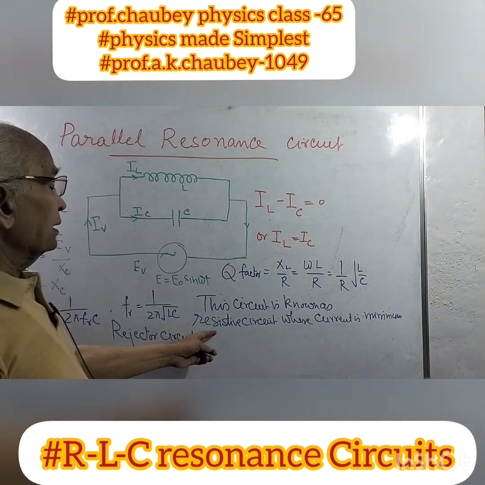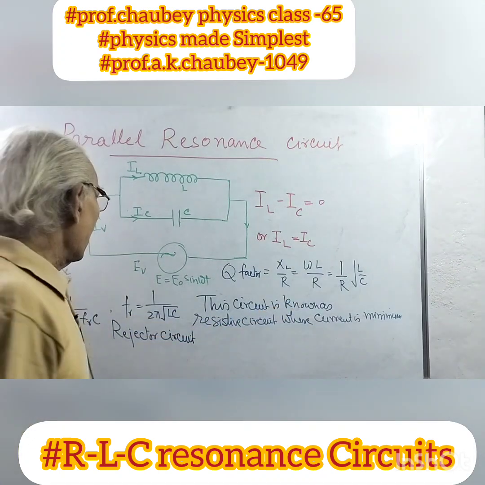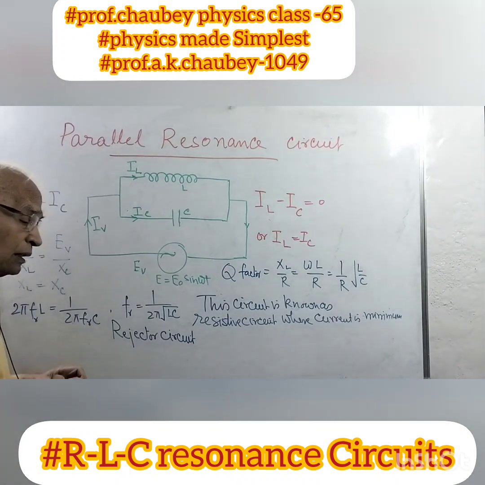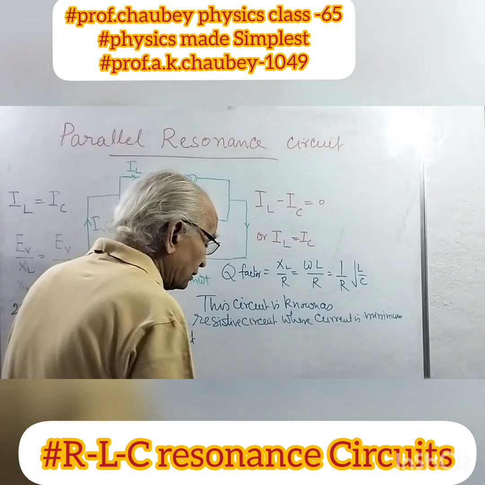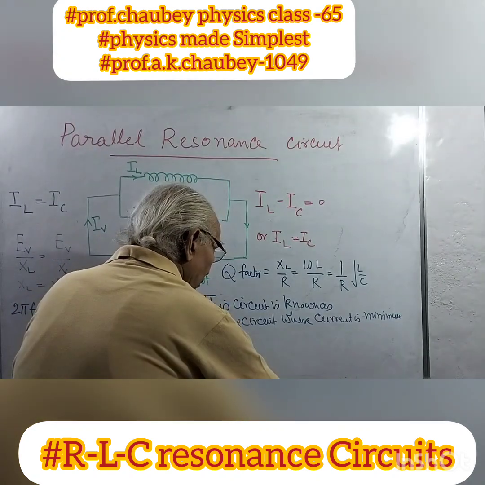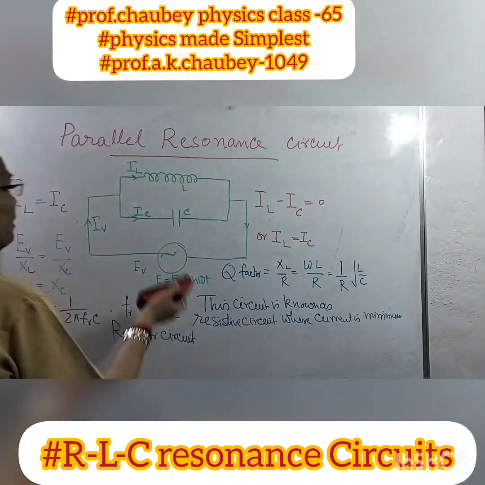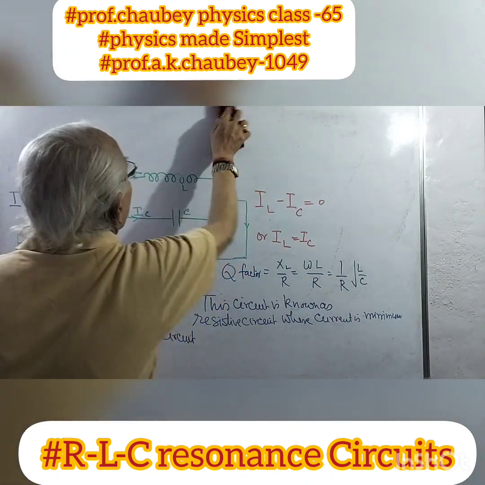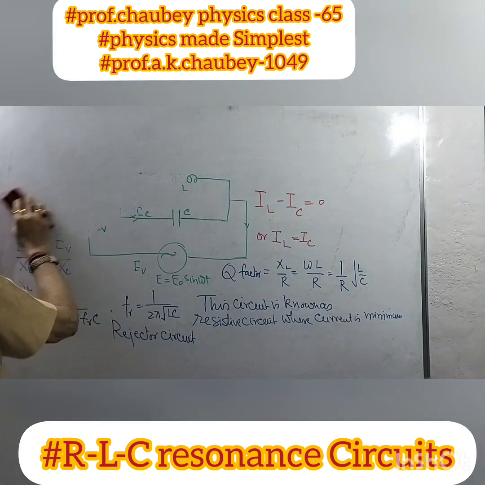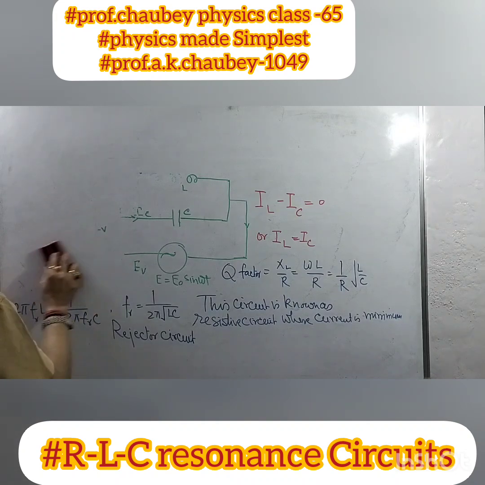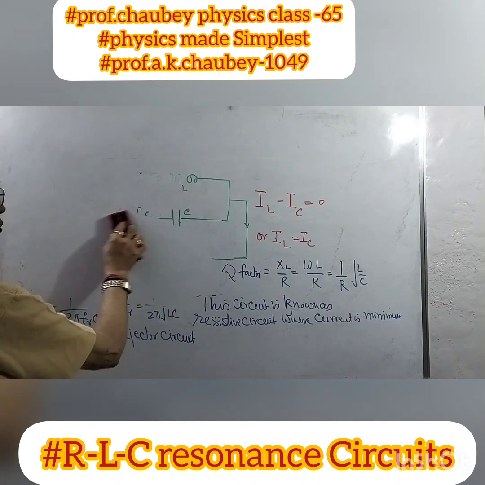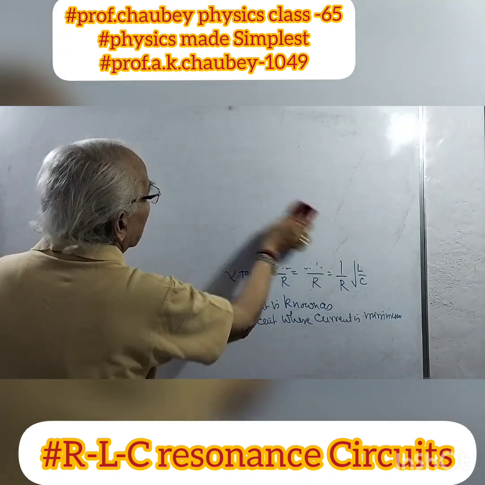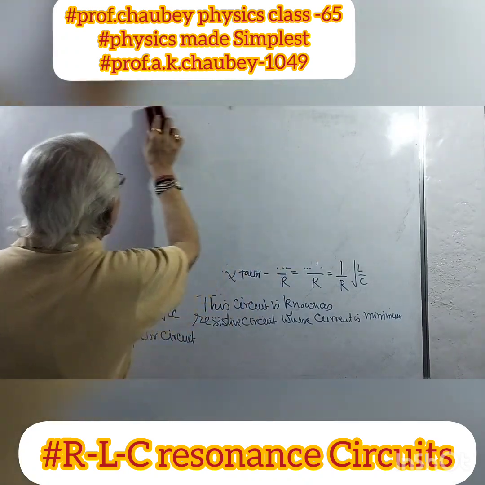This circuit is known as the resistive circuit, where current is minimum. Resistive means it is resisting the current, so the current in the circuit is minimum. It is rejecting all frequencies because they give small current. So if you want to reject a certain frequency, and don't want to allow that frequency to give current to the circuit, use the parallel resonance circuit.